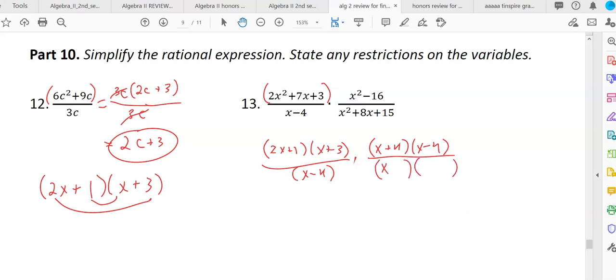And this one, not too bad here. So x plus 5, x plus 3. That cancels. That cancels. That's pretty good. So we get 2x plus 1 times x plus 4 all over x plus 5.